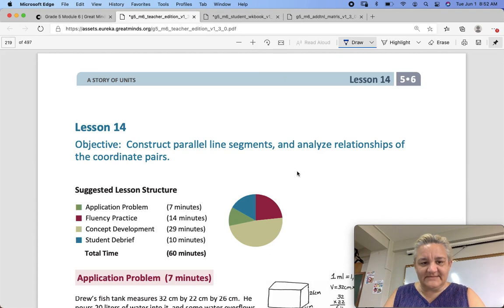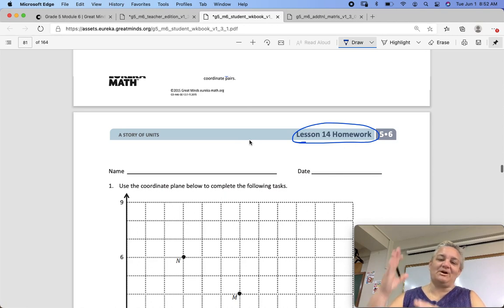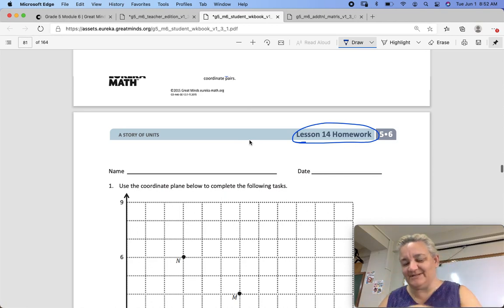Okay, there we go. Lesson 14, construct parallel line segments and analyze relationships of the coordinate pairs. I haven't looked at Lesson 15 yet, but I am seriously guessing that Lesson 15 is going to be about perpendicular lines because today we talked about parallel lines. That's my guess. So we'll see tomorrow. Have a great day.